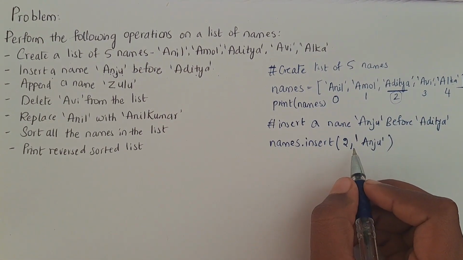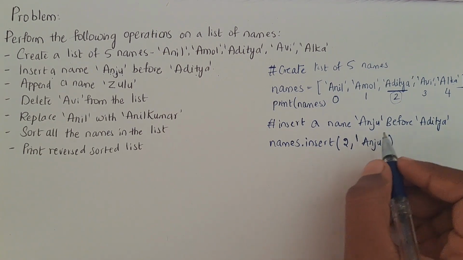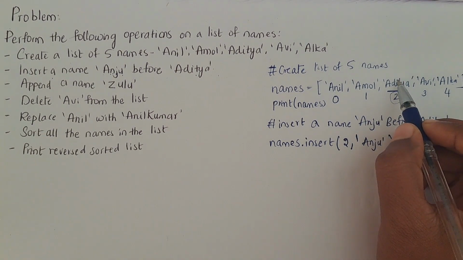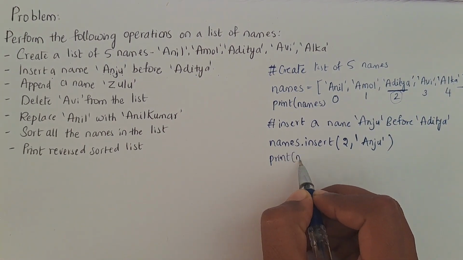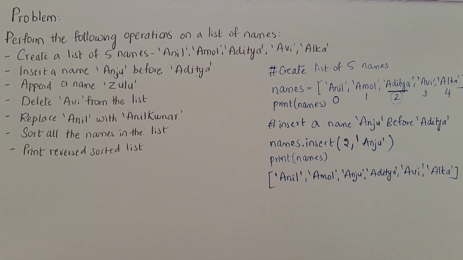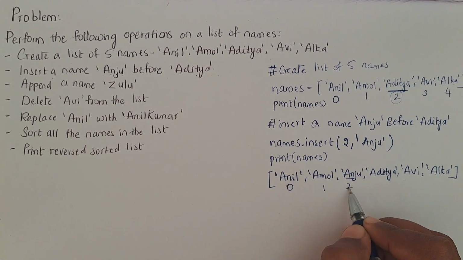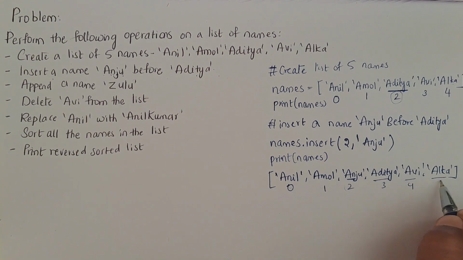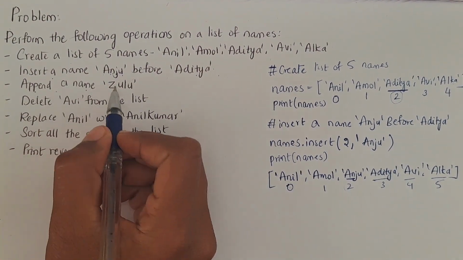This function will insert the string Anju at the index position and it will shift all the items towards the right side. If you print this names list, you will observe the list like this. That means now Anju is inserted at position 2, that is index 2, and all the others were shifted towards the right side.